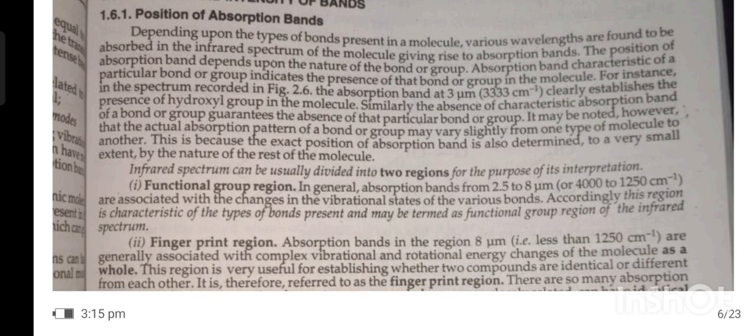The infrared spectrum can usually be divided into two regions for the purpose of interpretation. First, the functional group region. Generally, absorption bands from 2.5 to 8 micrometer, or 4,000 to 1250 centimeter inverse, are associated with the change in the vibrational state of various bonds. Accordingly, this region is characteristic of the type of bond present and may be termed the functional group region of the infrared spectrum.